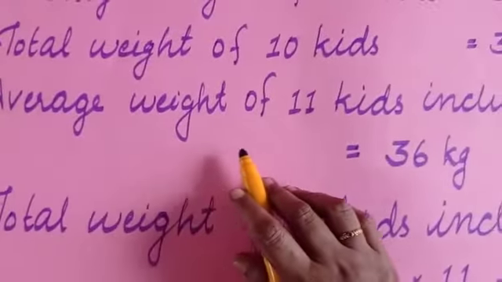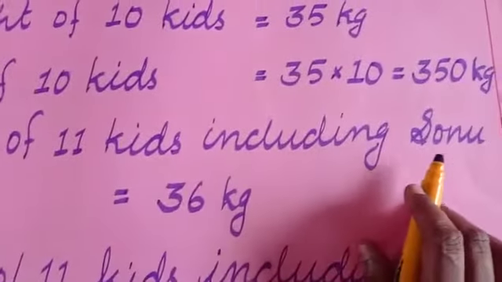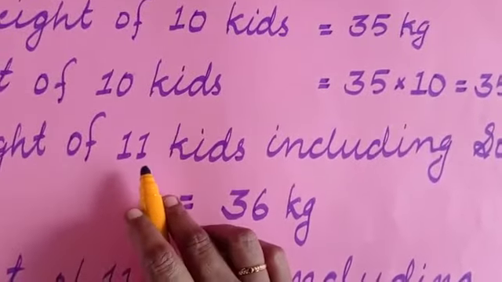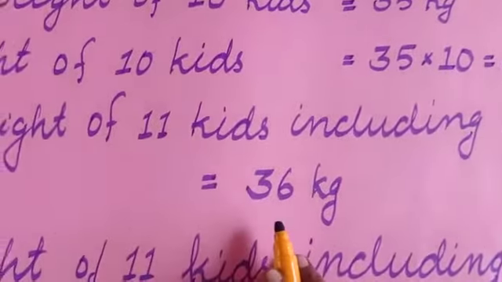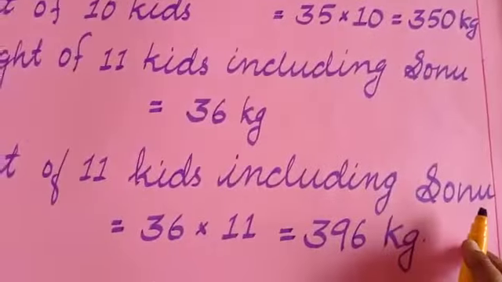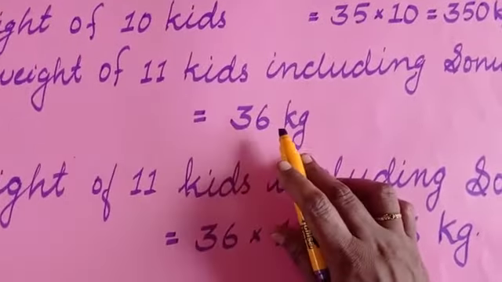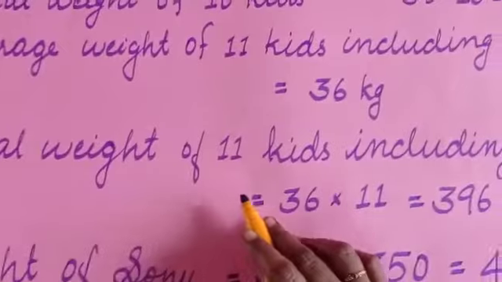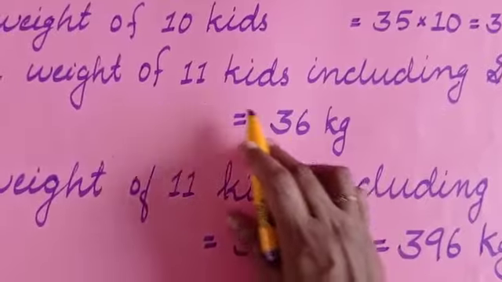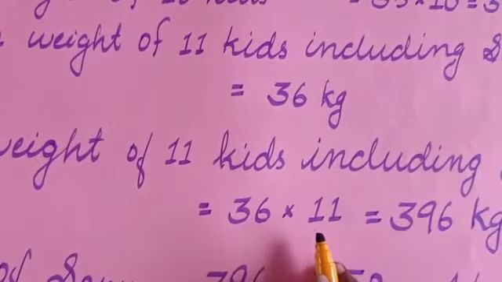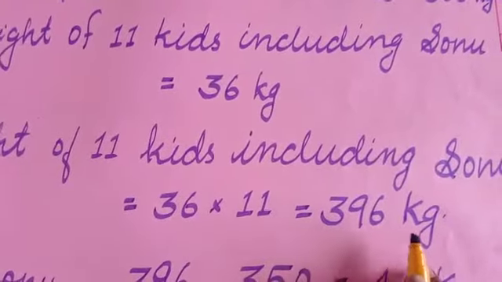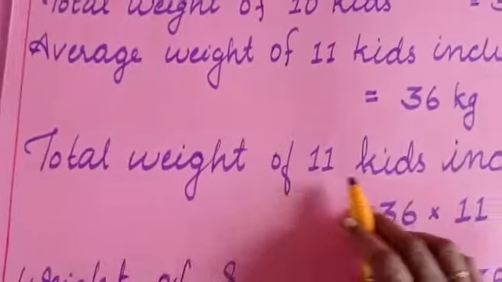Then average weight of 11 kids including Sonu. Sonu is included in the group. Number became 11. The average became 36. Then total weight of 11 kids including Sonu. Number of kids and average are known. Then total weight of 11 kids can be calculated by multiplying the average and the number. Then 36 into 11. 36 is the average and 11 is the number. Then 396 kilogram is the total weight of 11 kids.